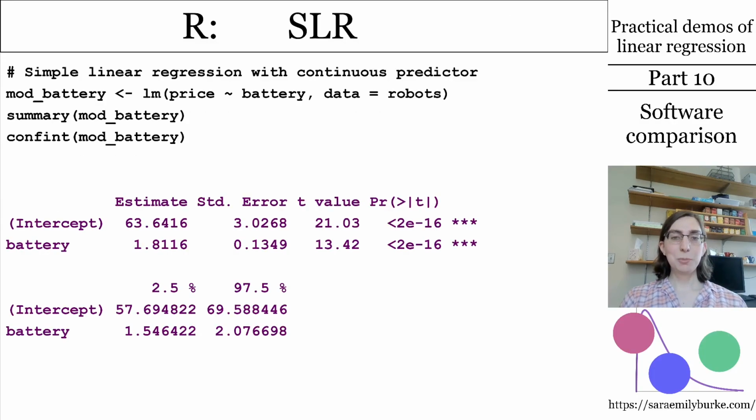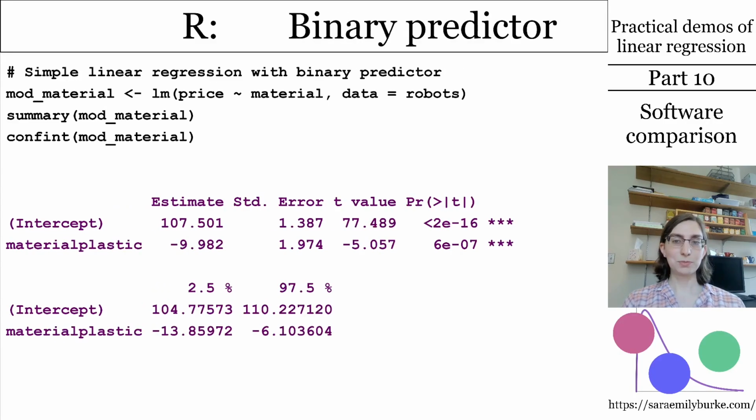So now I'm on to the simple linear regression step. Here's how to do simple linear regression with one continuous predictor in R. I'm using the lm function, price is the response, battery is the predictor, it comes from the robots data frame, and I'm calling summary and confint on the resulting model object, and I get a nice regression table, and I get some confidence intervals for the slope and intercept. I'm going to show you how to get this same regression table and confidence intervals in other software packages.